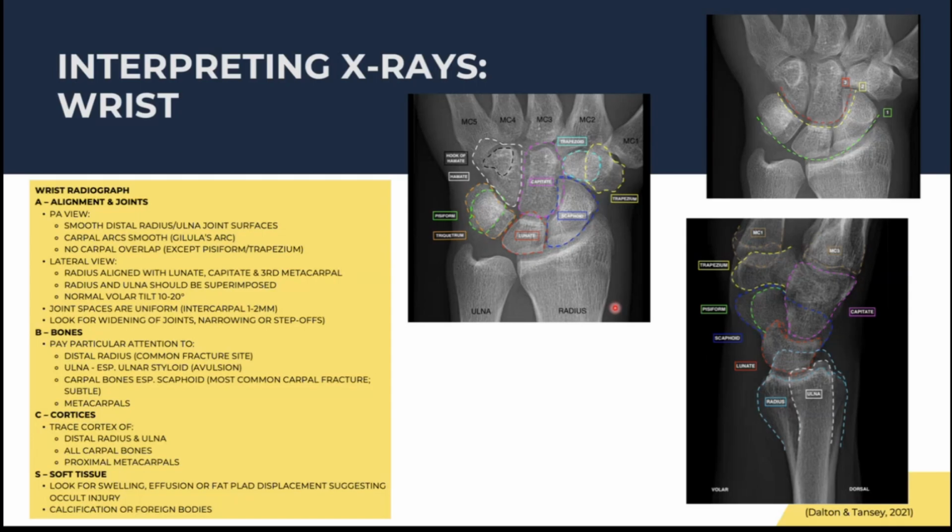And then looking at the cortices, so you want to make sure, again, that you're tracing the cortices of all of the bones that you can see, assessing for any steps, any irregularities, which could indicate a fracture. And then soft tissue, looking for swelling, effusion, fat pad displacement, which could suggest an injury, and any calcifications or foreign bodies.